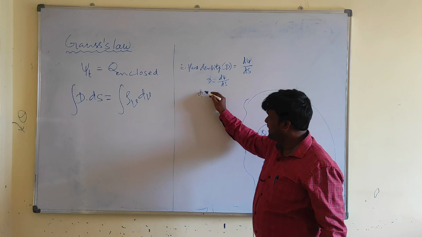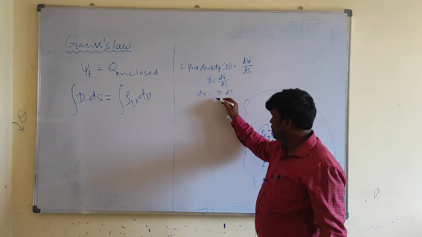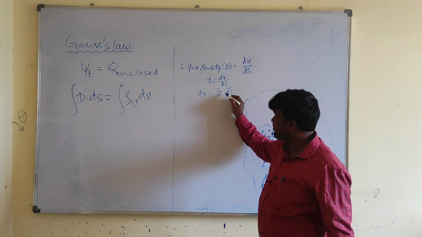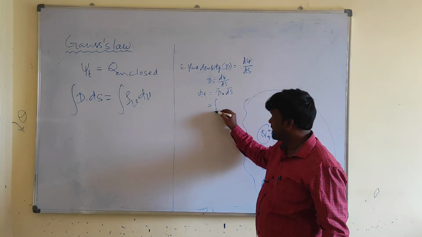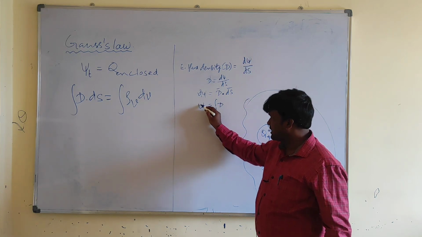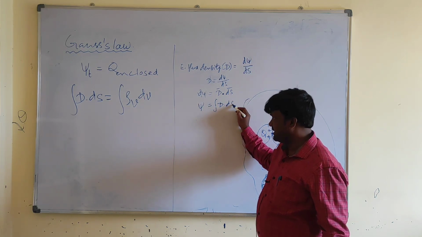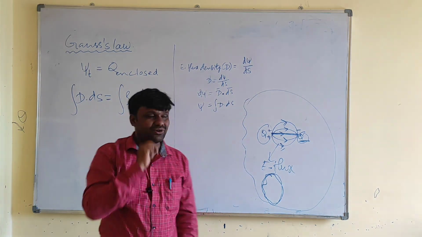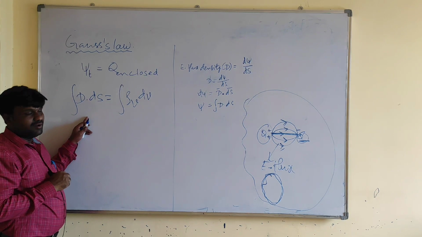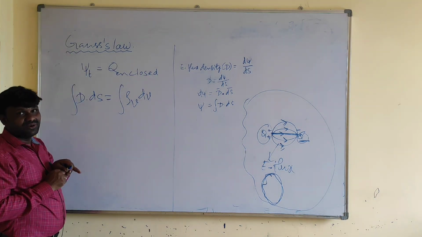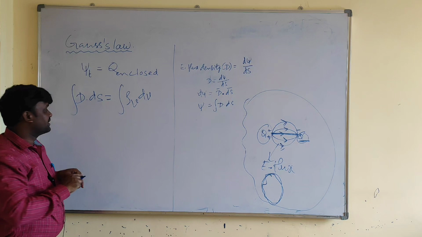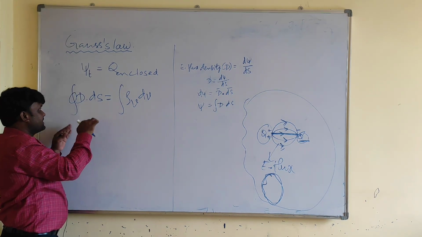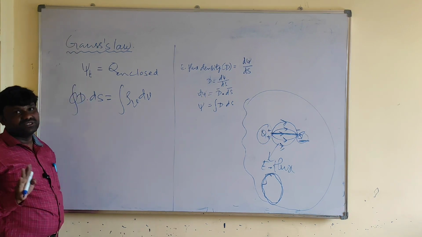Then we can write d psi as D dS. We know that D is a vector and dS is also a vector, but flux is a scalar. That scalar can be represented as the dot product of two vectors. Applying integration on both sides, we get psi equal to integral D dot dS. But what is it? Total flux through a closed surface. That's why, instead of a simple surface integral, as it is a closed surface, we take the closed surface integral.